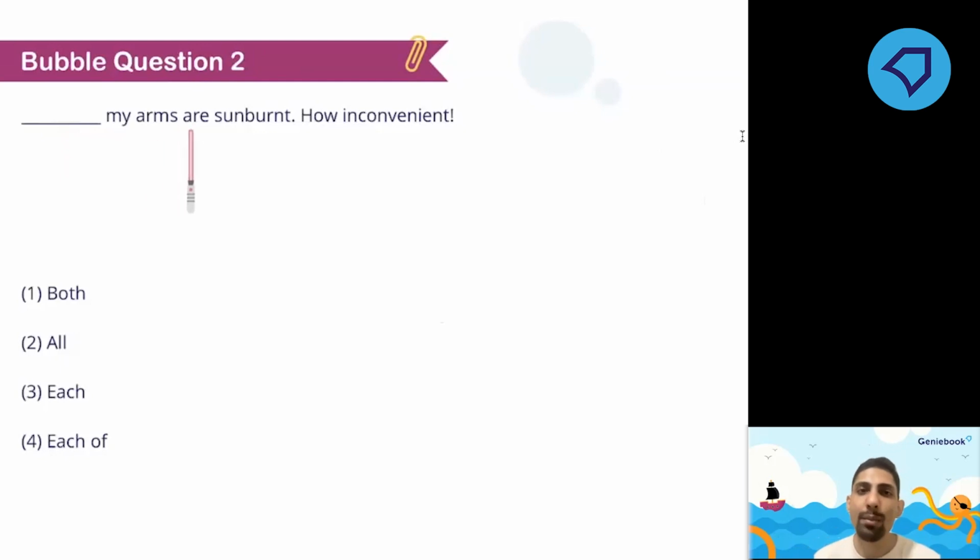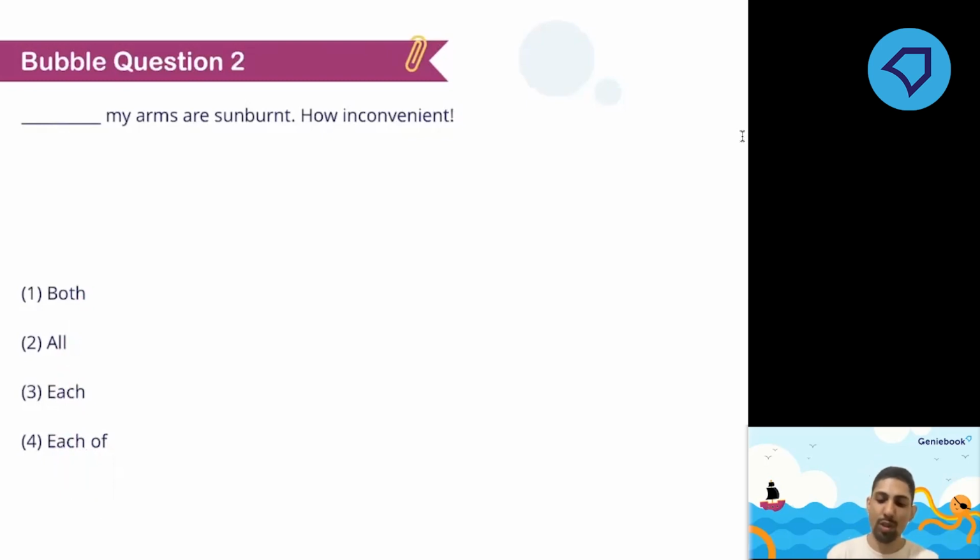What? My arms are sunburned. Okay, take note. How many arms do you have? Or most of us, how many arms do most of us have? How inconvenient. It's either both, all, each, or each of.